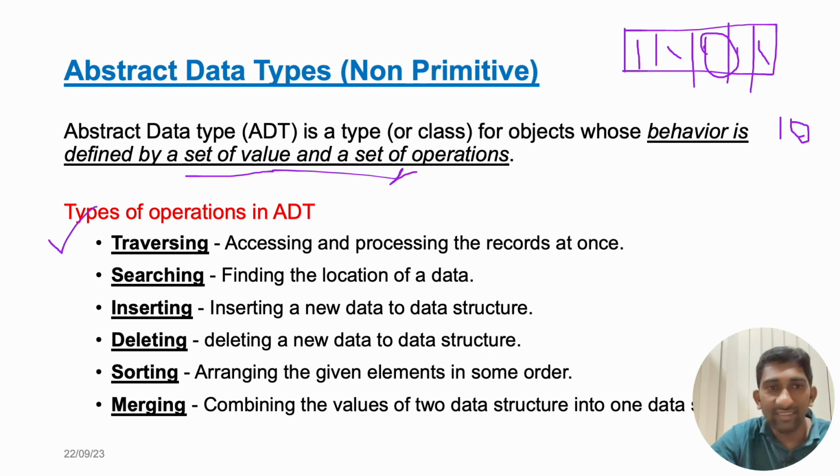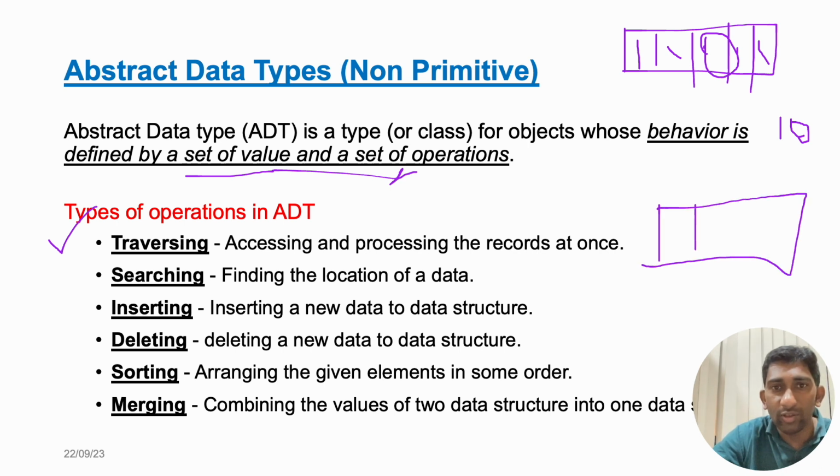Okay, then next comes inserting. Inserting, as you know, already an array, a data structure, is there, and you have some elements here, and now you want to add a new element to this, then that is known as inserting. Very simple. Okay, next one is deleting. If you have an existing element that you don't want, and you want to remove it from the data structure, then that is known as the delete operation.